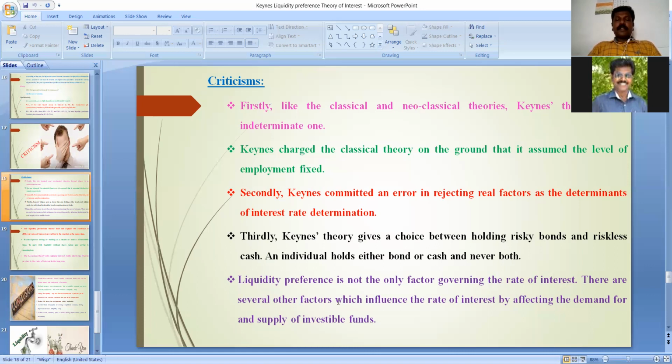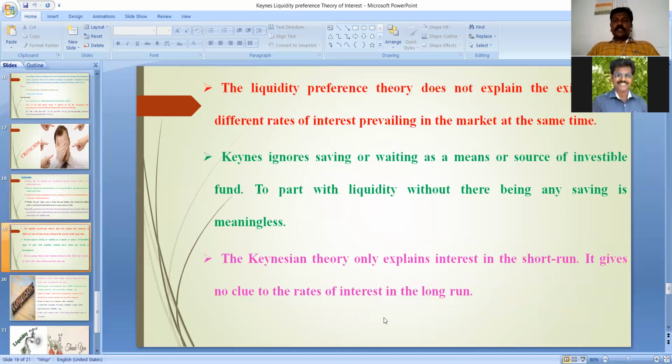Several factors influence the rate of interest by affecting the demand for and supply of investable funds. Then, the liquidity preference theory does not explain the existence of different rates of interest prevailing in the market at the same time. Keynes considered only a fixed interest rate. Keynes also ignores saving or waiting as a source of investable funds; to part with liquidity without there being any saving is meaningless.